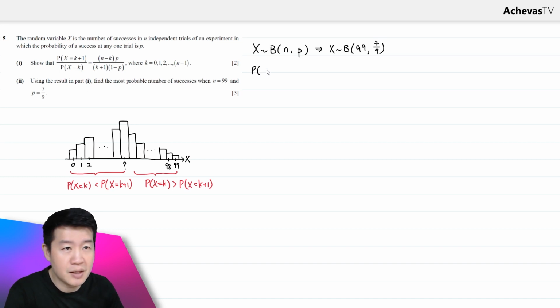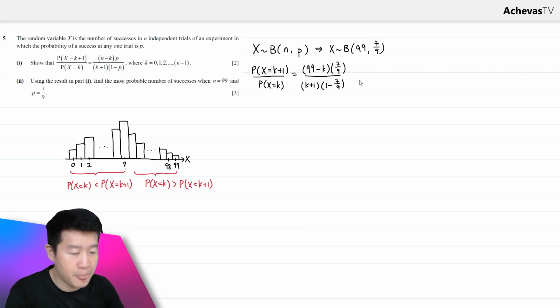So we know that the probability that x is equal to k plus 1 divided by the probability that x is equal to k is going to be equal to n, which is 99, minus k, multiplied by the probability, which is 7 over 9, and this is going to be divided by k plus 1, then 1 minus 7 over 9. If you do a quick simplification to this, I am going to get 7 times 99 minus k, divided by 2 times k plus 1.